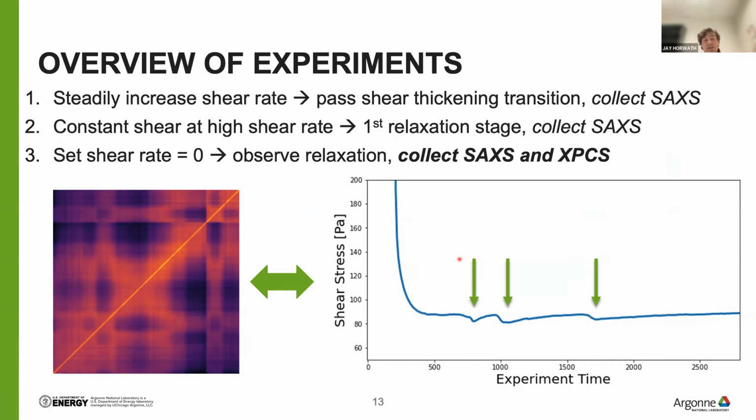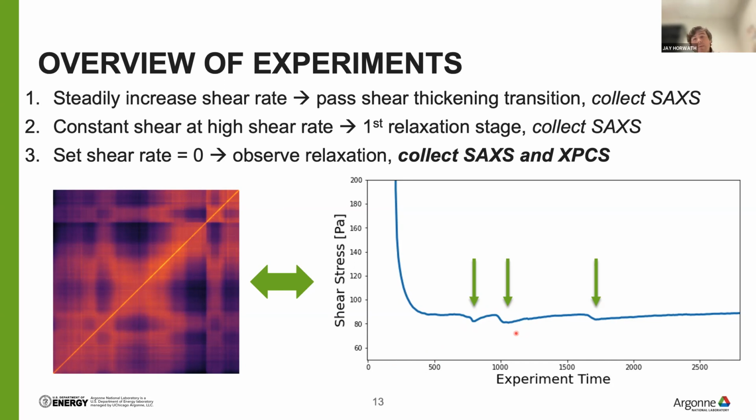We hold it at this high shear rate to get some idea of how the material reacts under stress. And then we all of a sudden set the shear rate to 0 and watch the material relax. And this is when we can do XPCS. Just to show you schematically, the idea is to figure out how this complex two-time correlation relates to these bulk measurable properties, where we are condensing everything into a single measurement. Our hope is that somehow we can tie the dynamics to non-monotonic features, in this case the shear stress, but just general mechanical behavior.